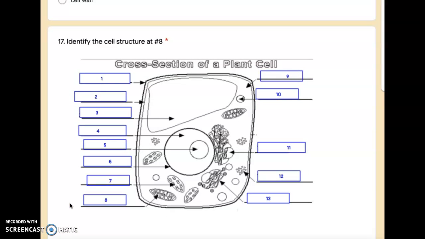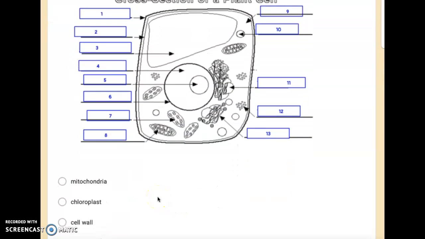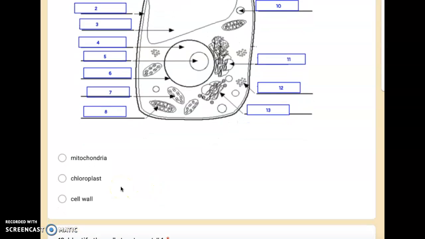Number 17. Identify the cell structure at number 8. So it's this structure right here. It looks like a hot dog with mustard. Is that the mitochondria, the chloroplast, or the cell wall?